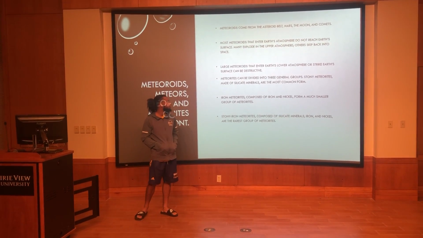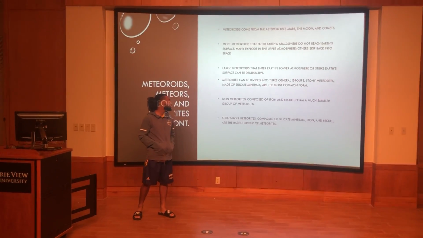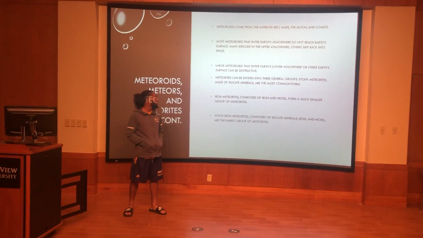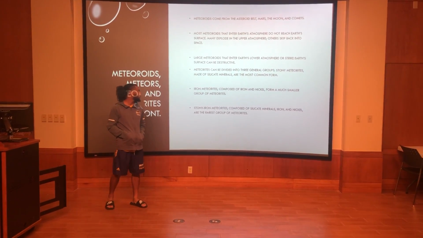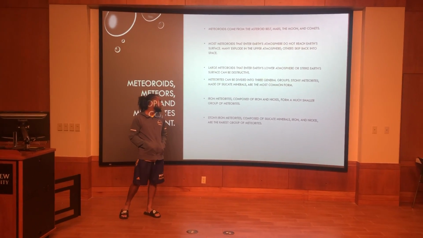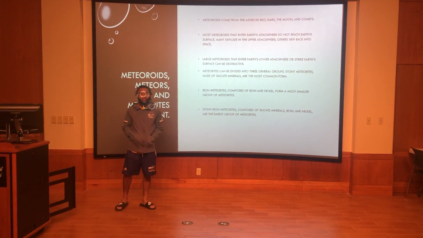Meteorites can be divided into three general groups. Stone meteorites, made of silicate minerals, are the most common form. Iron meteorites, composed of iron and nickel, form a smaller group of meteorites. Stony-iron meteorites, composed of silicate minerals, iron and nickel, are the rarest group of meteorites.